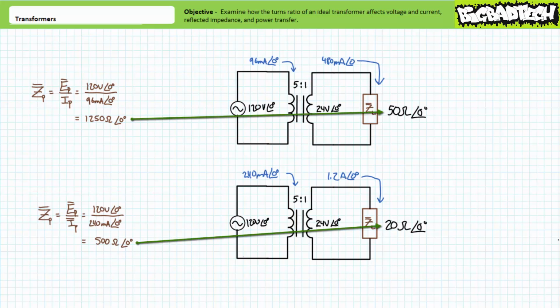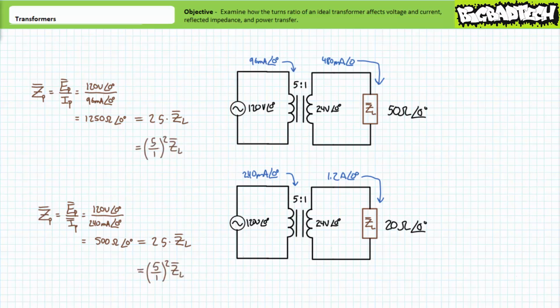Pause to consider how the reflected impedance seen by the source, 1,250 ohms for the first scenario and 500 ohms for the second scenario, relates to the actual impedance on the secondary, 50 ohms for the first scenario and 20 ohms for the second scenario. You should note that for both occasions, the reflected impedance seen by the source is 25 times that actually on the secondary. 25 times is in fact our turns ratio of 5/1 squared.